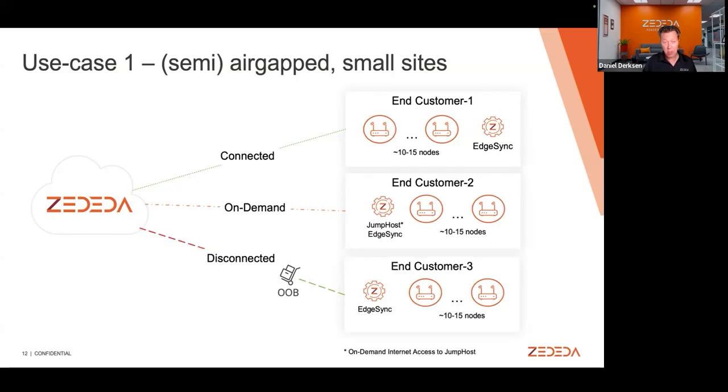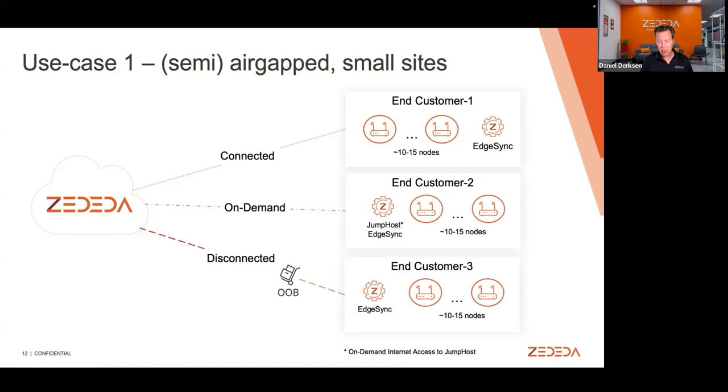And one of the models is on demand, where the customer provides a jump host, and they can open up access to that jump host. Our customer can push their app stack, their app images, their configuration into that jump host, and from there into Edge Sync, and then roll out those changes. Or in case their end customer really doesn't want things to be connected, well, then the reality is that a service engineer takes a configuration from zCloud, puts it on a USB, drives to the site, adds it to Edge Sync, and basically rolls it out from there, right?